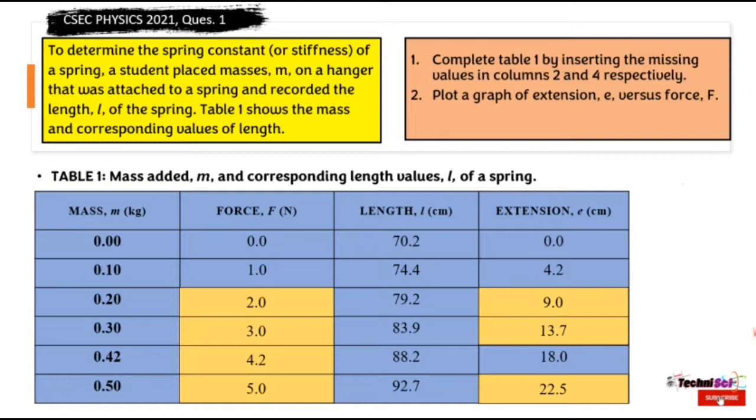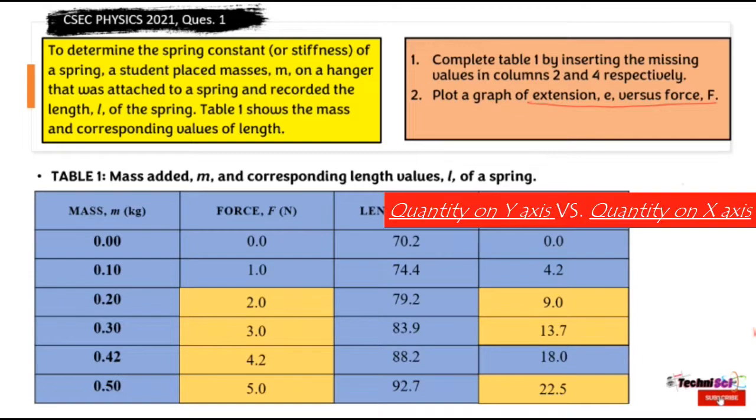Now remember from my first video on graphing, I mentioned this statement. Let me just underline it. You will always get that instruction: plot something against something else, or something versus something else. In this case, extension is being plotted against or versus force. What does that mean? Extension goes on our y-axis, whereas force goes on our x. So remember, first quantity on y, second quantity on x.